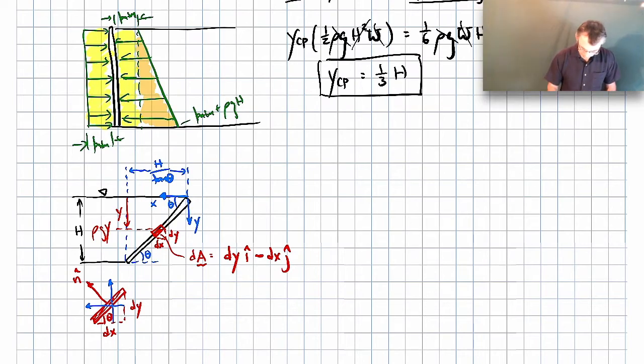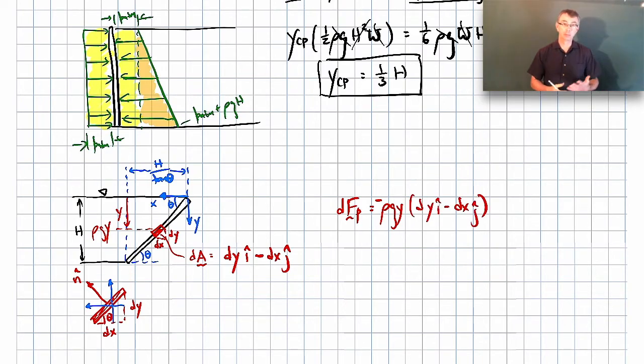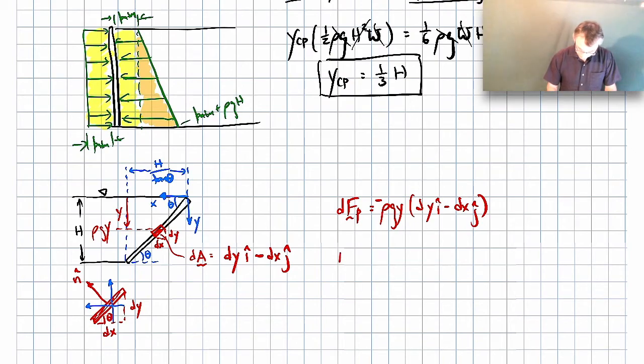So our little bit of pressure force is going to be the pressure, rho g y, times the area, and there's a minus sign in front of all this, so it'll be dy i hat minus dx j hat. The minus sign because remember the little bit of pressure force is minus P dA. So if I want the total pressure force, I have to integrate it as y goes from 0 to h.